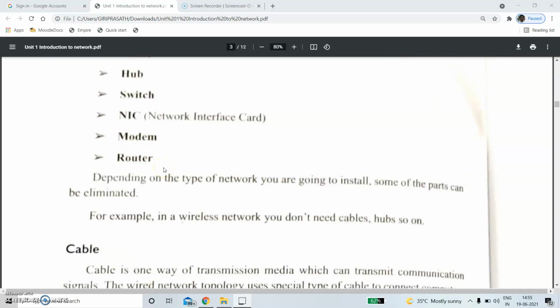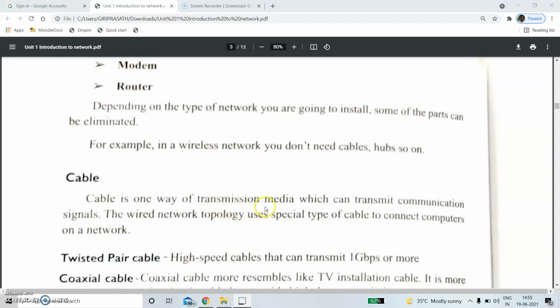For example, in a wireless network you don't need cables and hubs, because in a wireless network we use radio waves and signals. Okay, let's see. The first component is cable. Cable is one way of transmission media which can transmit the communication signals. Through the cables, we are able to transmit the information in the form of signals in the network.